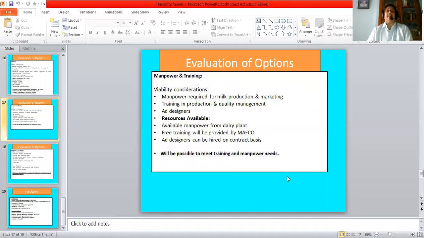Now, next, what we have to consider is manpower and training. There are various viability considerations like the manpower that is required for milk production and marketing. They also need training in quality management and other aspects of production. Also, we need ad design. Now, what are the resources available? Let us map them out side by side. What is required? I have just told you what is required. Now, let us map that out with what is available.